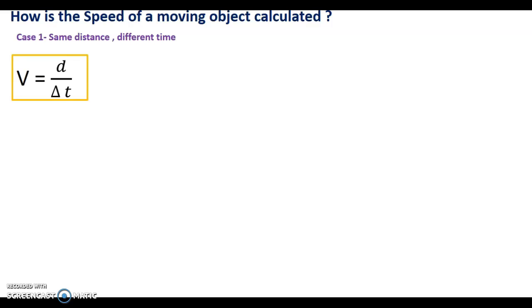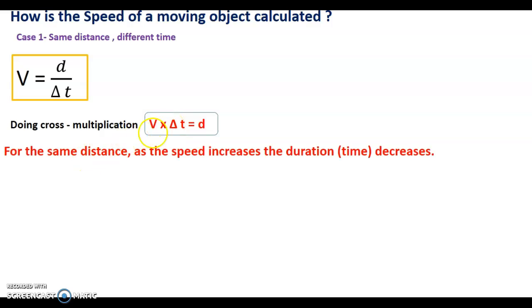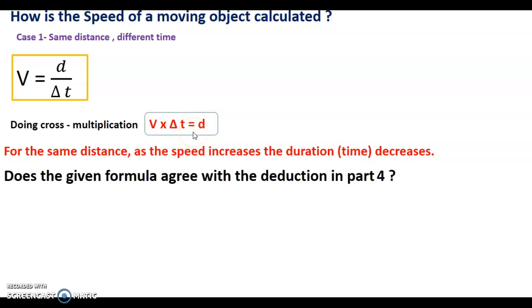So the formula to calculate the average speed is V equals D over delta T, where delta T means duration. Now doing a cross multiplication, if you are given V and delta T, we can find D by saying D equals V times delta T. For the same distance, as the speed increases, the duration decreases. So if 2 objects are to cover the same distance, if one moves faster than the other, then it needs less time. Does the given formula agree with the deduction in part 4?